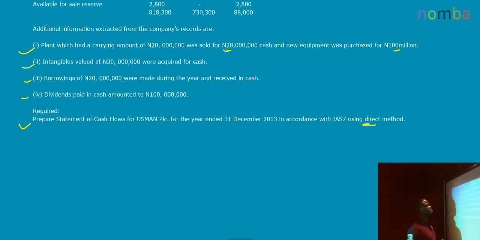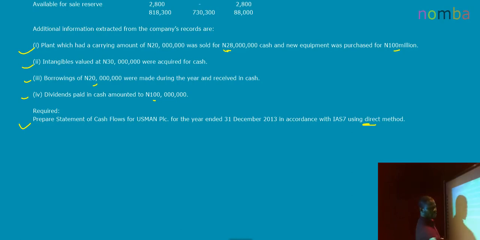So intangibles valued at 30 million were acquired for cash. That will also have impact. They made borrowings during the year and received in cash. It will also have impact. And dividend was paid. It will also have impact. So they give us real straightforward information.